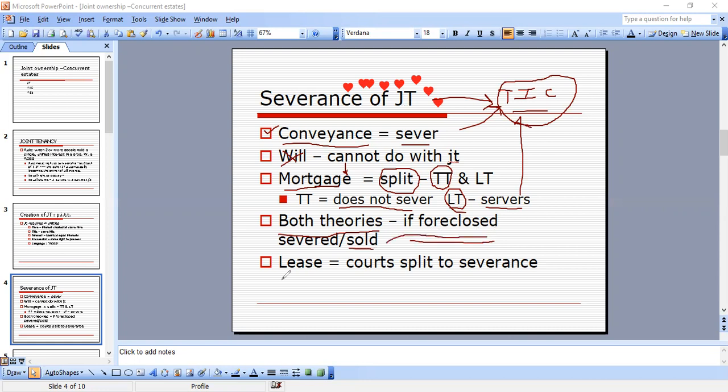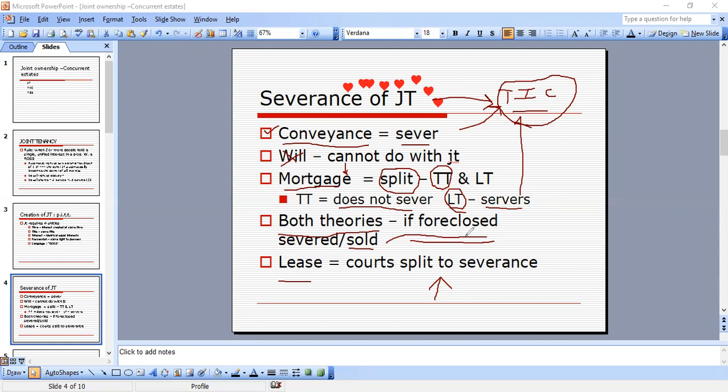from the JT. A lease, courts are split on the severance of a lease, so write on both of the majority rules on that, okay? Courts are split on severance, so we really don't have a definite answer on a lease. So a conveyance will sever the JT, move on to a TIC. A will, you can't do it with the JT. A mortgage is split, so if it's a title theory, it does not sever. And if it's a lien theory, it severs, and we move on to TIC.